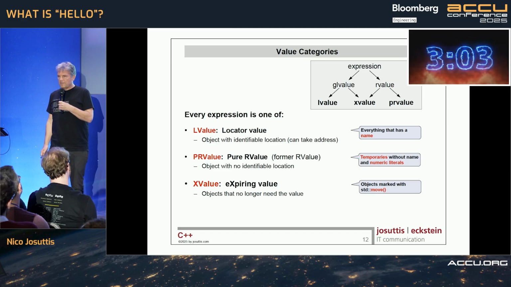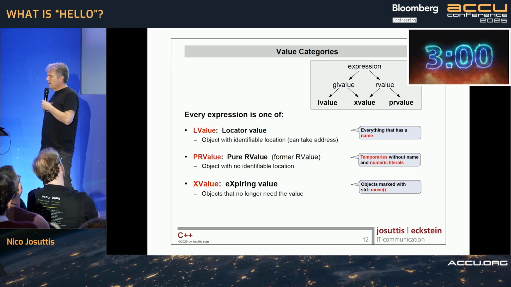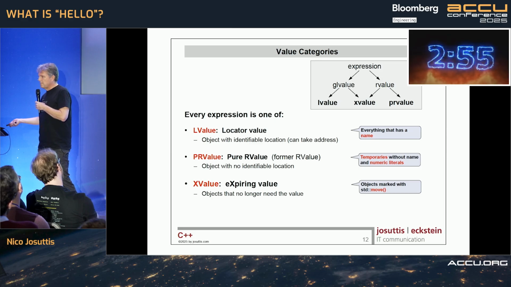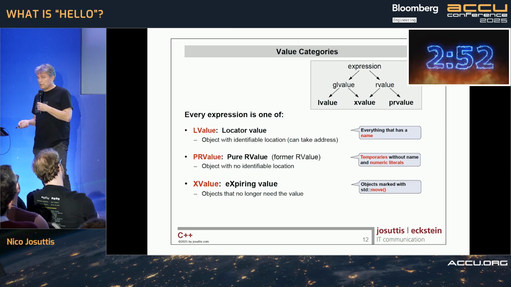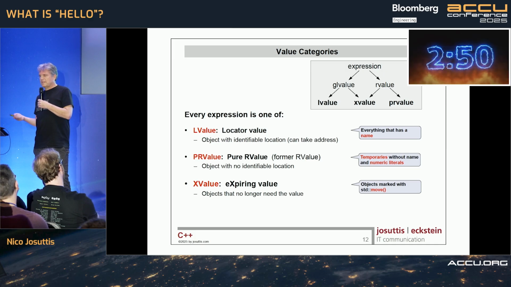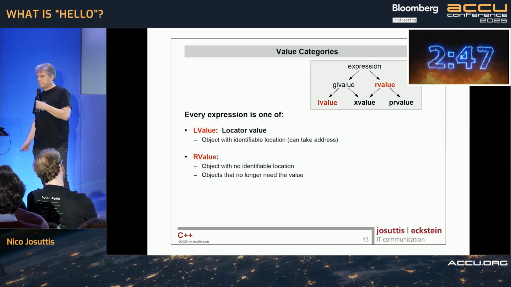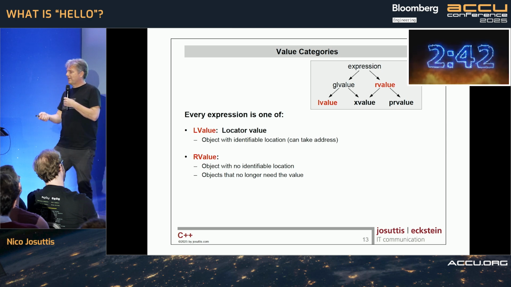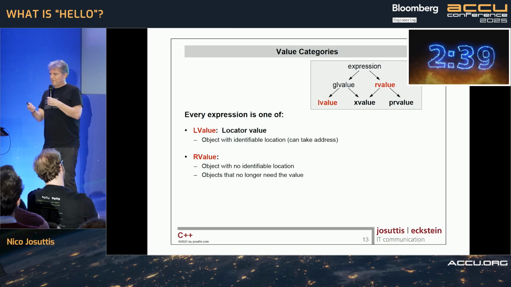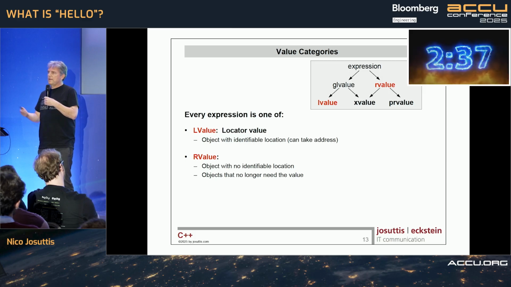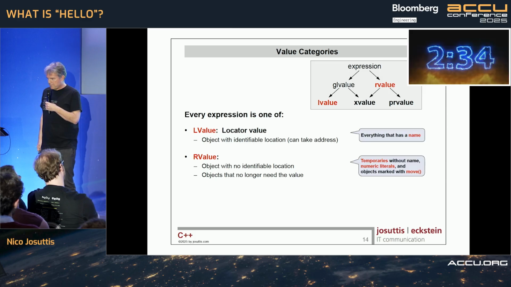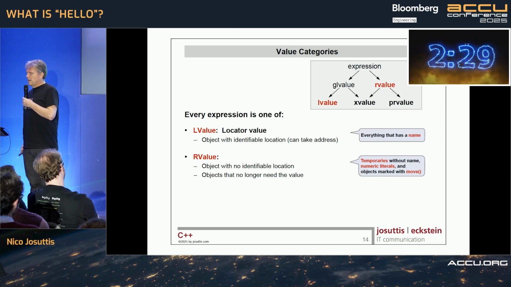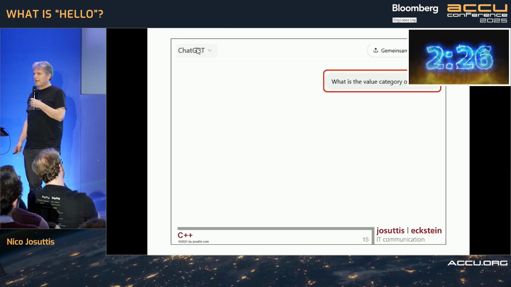So if you know that and understand that, and I don't explain the history of that, then everything that has a name is an lvalue. Temporaries without a name and numeric literals are prvalues, and objects marked with move are xvalues. If we talk about just the distinction between lvalue and rvalue, one is a value where you can take the address, one is everything else, which is temporaries, numeric literals, and objects marked with move. So that's the basics. So what is the value category of "hello"?